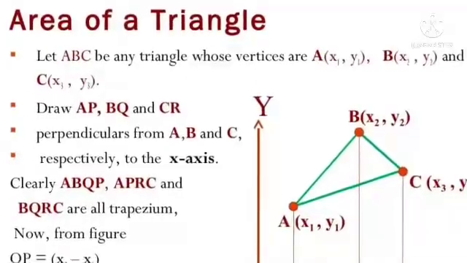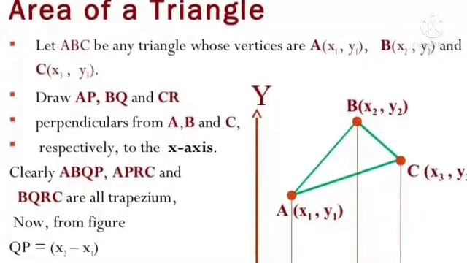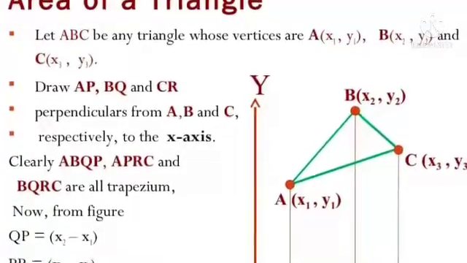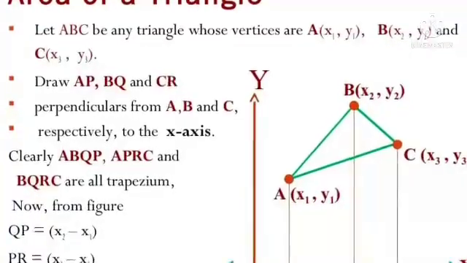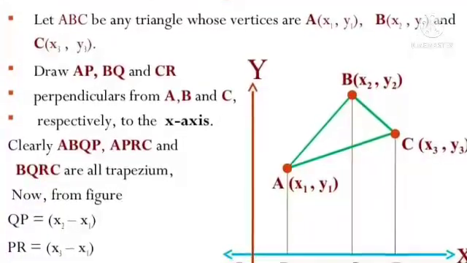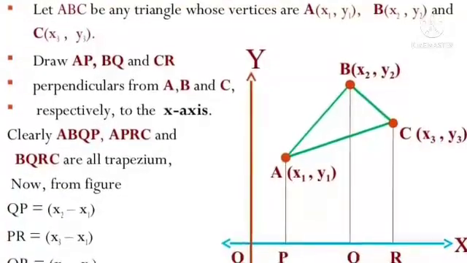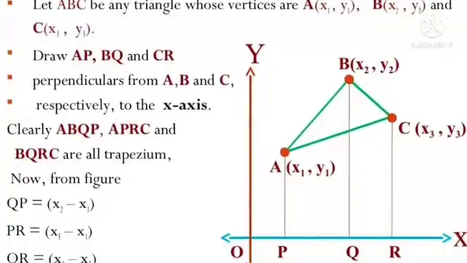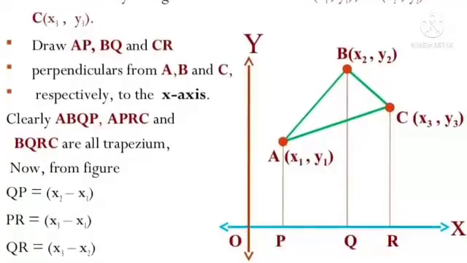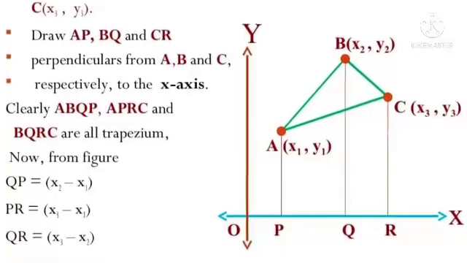Area of a triangle. Let ABC be any triangle whose vertices are A (x1, y1), B (x2, y2), and C (x3, y3). Draw AP, BQ, and CR perpendiculars from A, B, and C respectively to the x-axis. Clearly, ABQP, APRC, and BQRC are all trapezium. Now from the figure, QP is equal to x2 minus x1, PR is equal to x3 minus x1, and QR is equal to x3 minus x2.